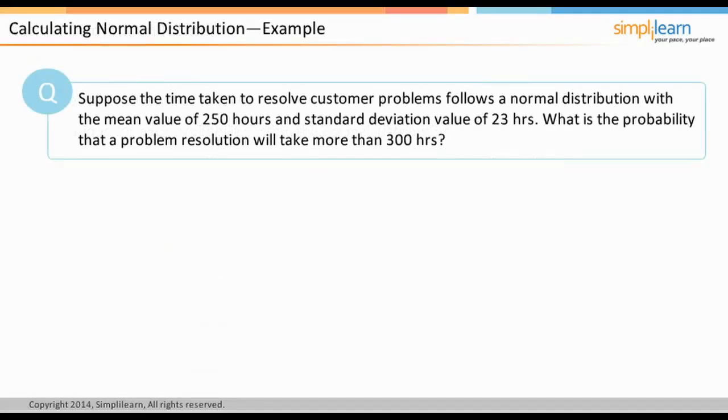Suppose the time taken to resolve customer problems follows a normal distribution with a mean of 250 hours and standard deviation of 23 hours. Find the probability of a problem resolution taking more than 300 hours. Click the button to know the answer.